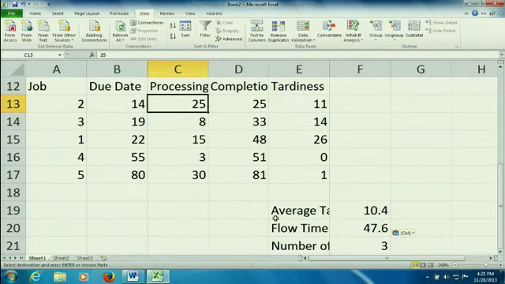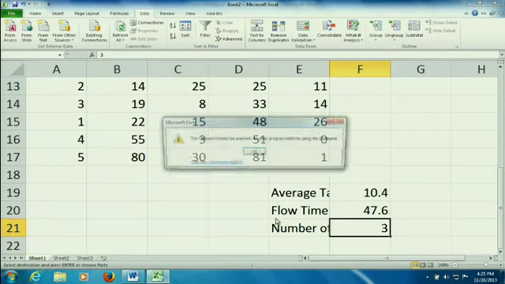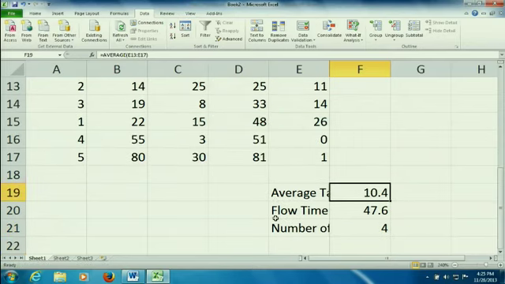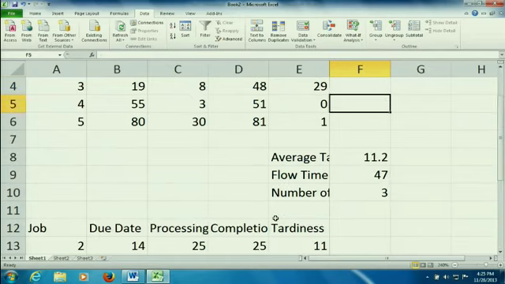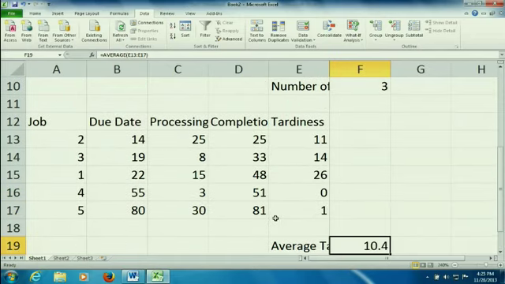And we can see that, okay, now I have 4 late jobs. Tardiness went down a little bit, etc. You get the idea, right? So finish that section.